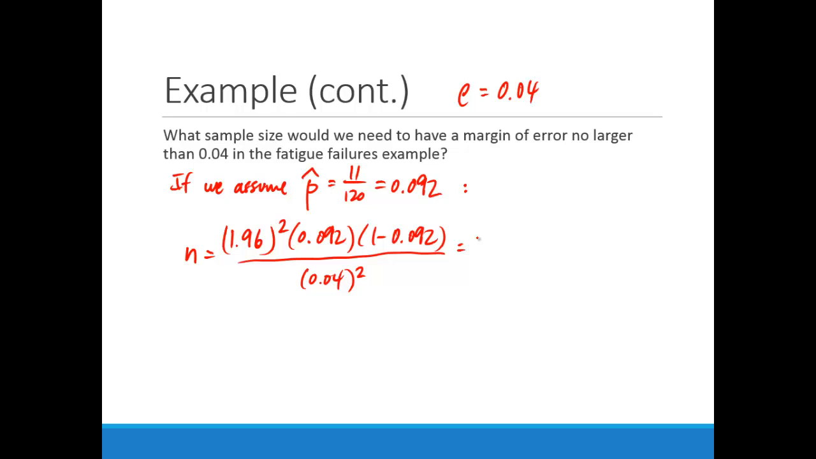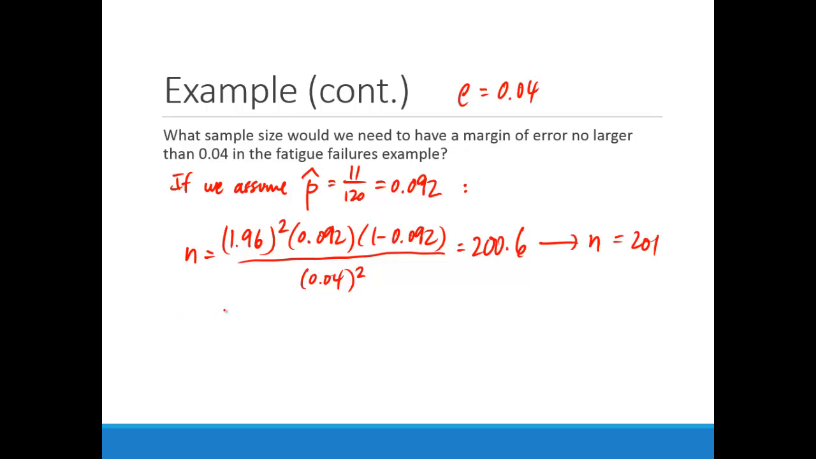So if you calculate that out, that'll give you 200.6. I don't think you can find 0.6 of a failure. So what does that mean my sample size should be? 201. Okay. So if we assume that our sample proportion would somehow stay the same if we took a larger sample, that's what we would need.